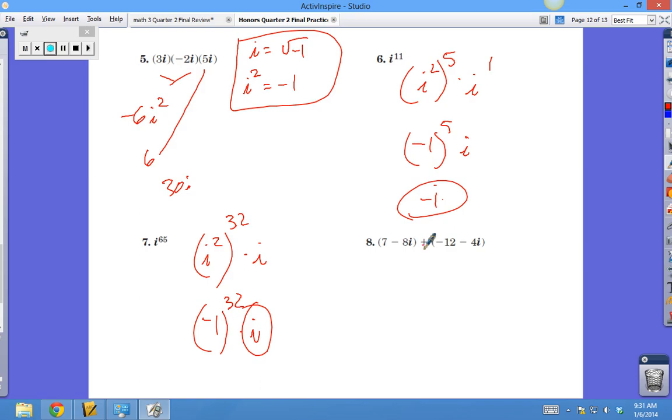Okay, 8. Addition. You only add like terms.